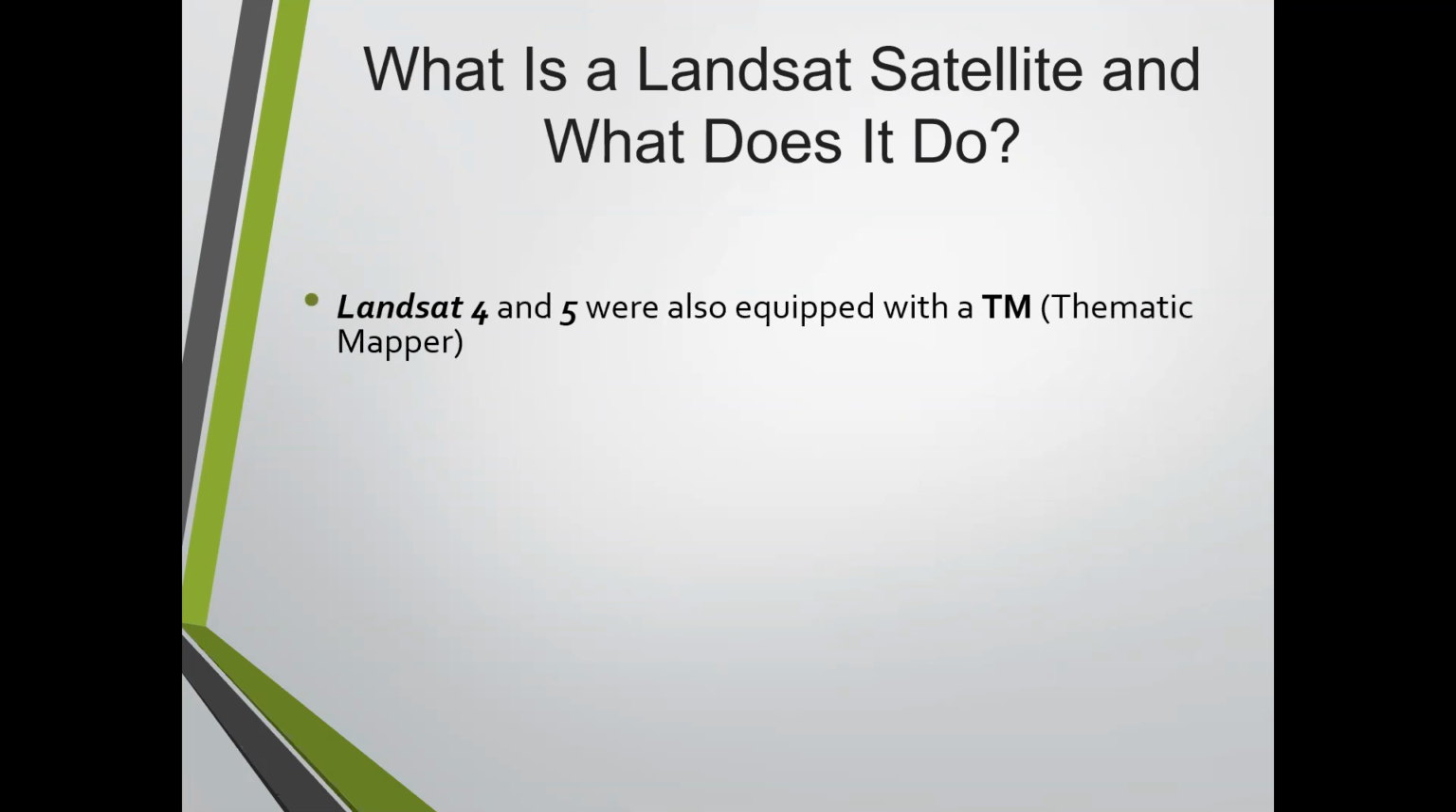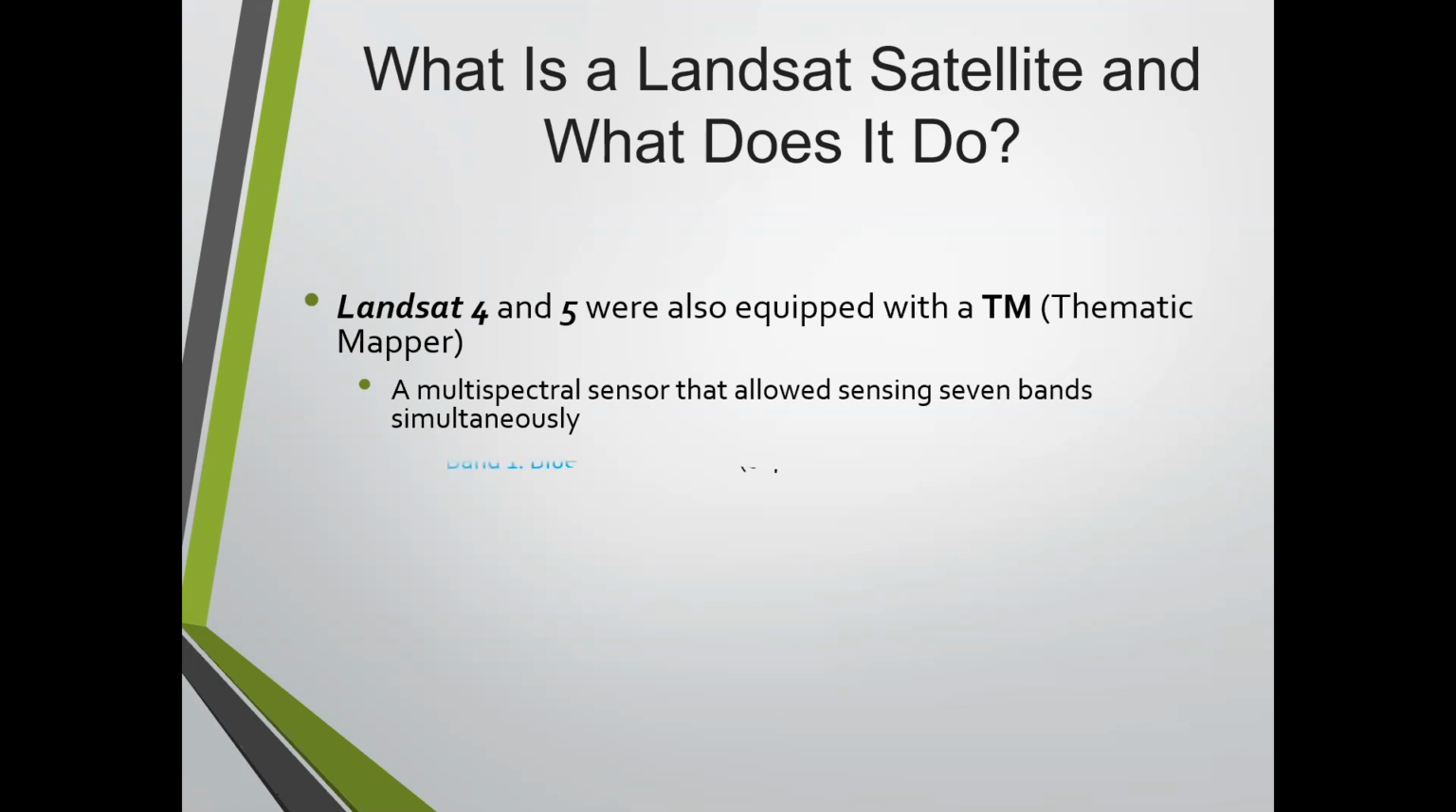Okay, so this system of satellites was also equipped with what was called the TM, the thematic mapper. The thematic mapper had a multispectral sensor that gave it 7 bands of simultaneous energy that it collected. So you had band 1 blue, band 2 green, and you can see this is in micrometers. You have band 3 red. So that's basically our visible spectrum, because if you remember last week, the human eye basically sees from 0.4 to 0.7.